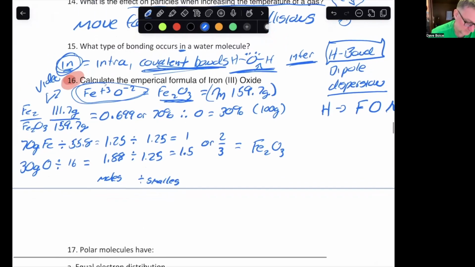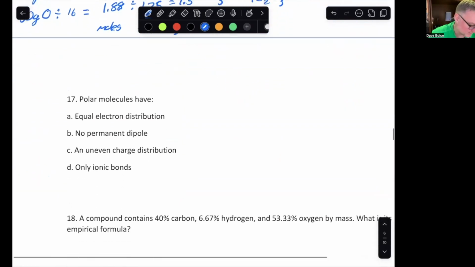And there we go. So make sure you know how to go back and forth on this and can do this with pretty much any compound.